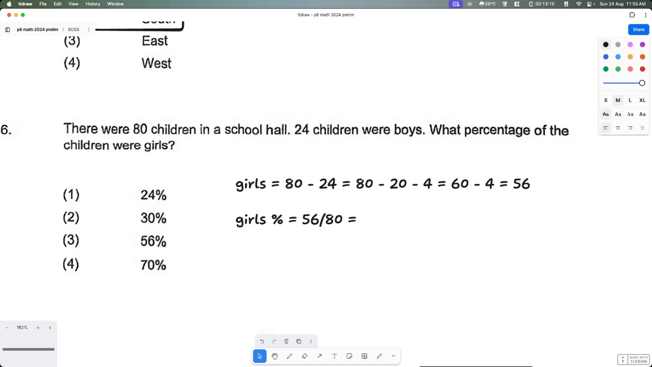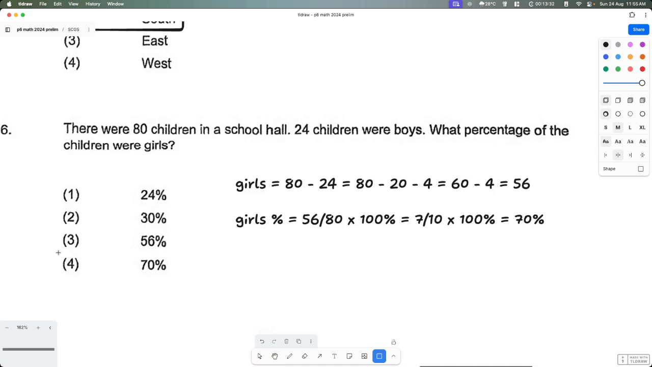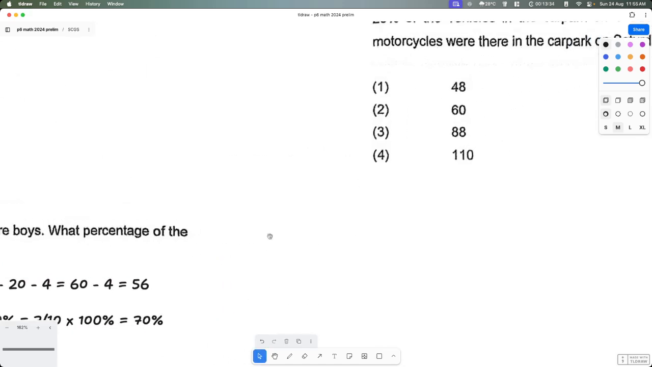Now the girls' percentage is 56 out of 80. We can divide both by 7, so it's 7 out of 10. Then 7 out of 10 times 100% is equal to 70%. There you go, that's the answer: 70%, which is option number 4. Okay, let's move on to the next question.